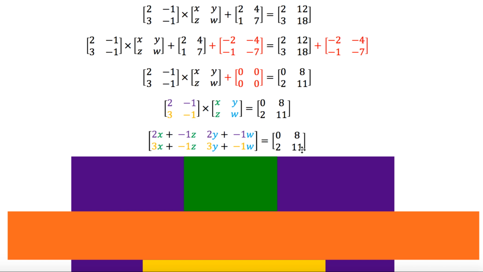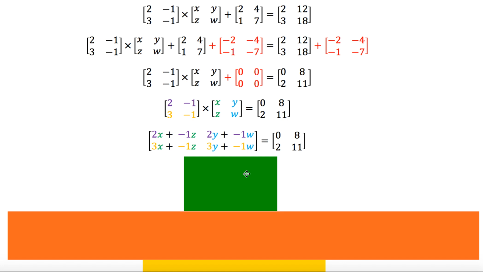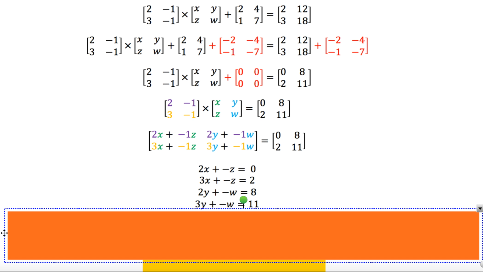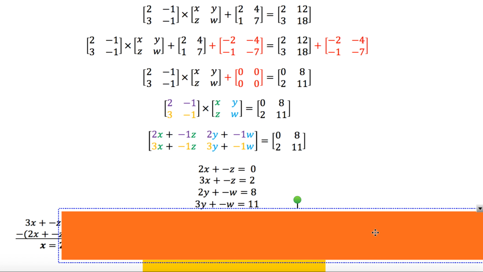So we're still kind of stuck here because we have a bunch of unknowns, but at least now we know we can pull out these 4 equations. And so I took my 2x plus negative 1z, and I know that's equal to 0. And I took our 4 other elements, set them equal to the corresponding element, and got these 4 equations. So now using these 4 equations, we can solve for our missing variables.